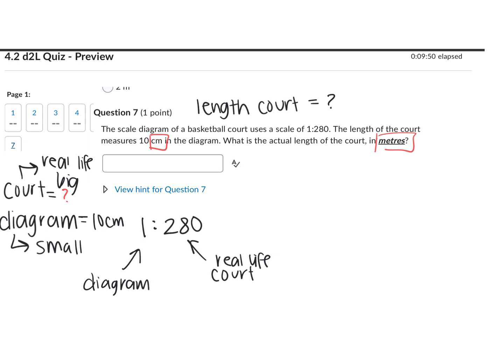When we're given the ratio of 1 to 280, there's no reference to units being changed. So that means that our 1 and our 280 need to be measured using the same unit of measurement. So we're going to start by taking our 10 centimeter length of the diagram and converting it into meters. So here we would need to use our knowledge that 100 centimeters are in a meter.